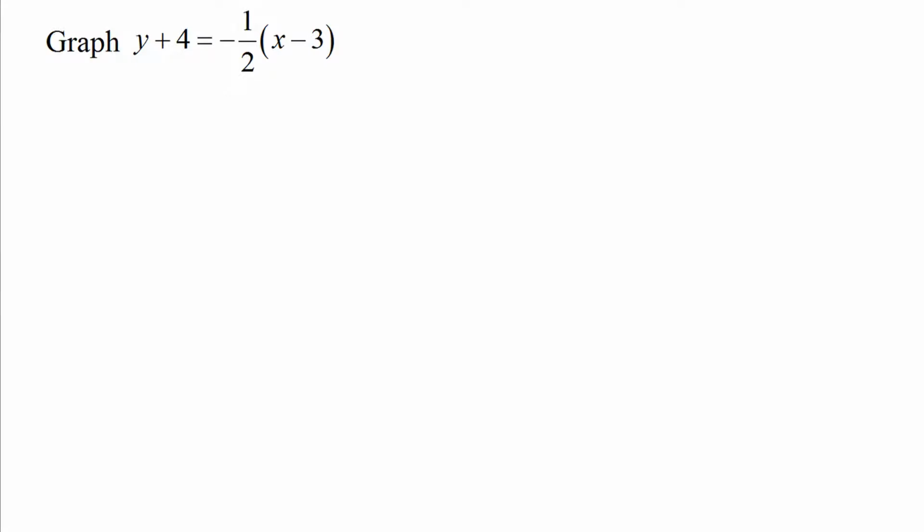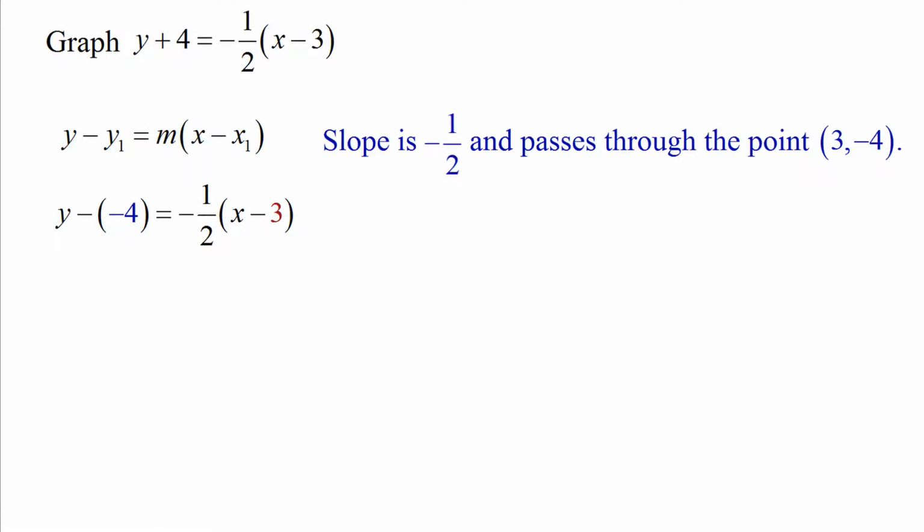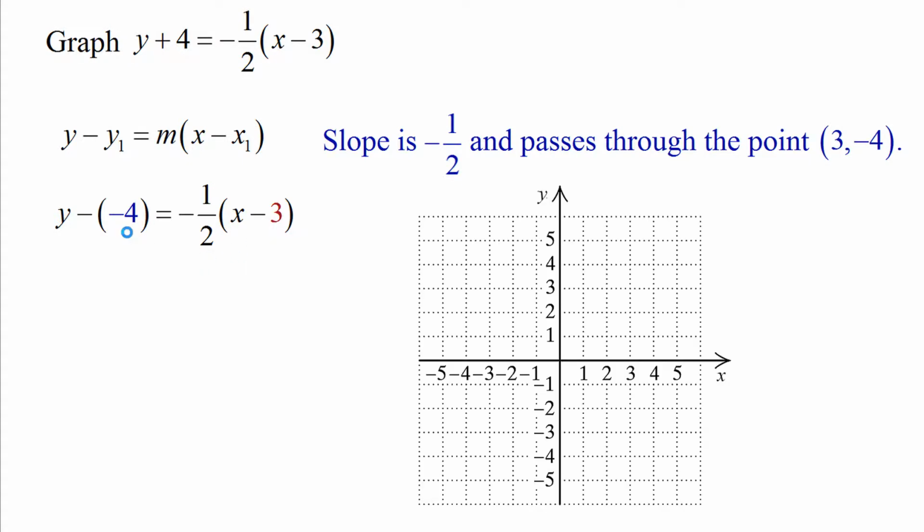Graph y plus 4 is equal to negative 1/2 times the quantity x minus 3. Well, this equation is in the form y minus y1 is equal to m times the quantity x minus x1, or point-slope form. We can rewrite y plus 4 as y minus negative 4 to make it fit the form more closely. This tells us that the slope is negative 1/2 and that the line passes through the point 3, negative 4.